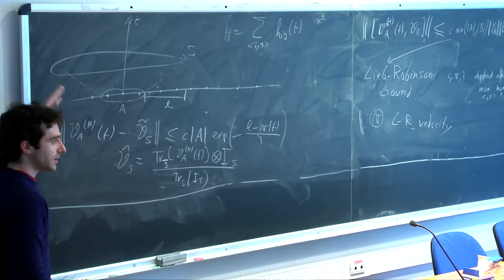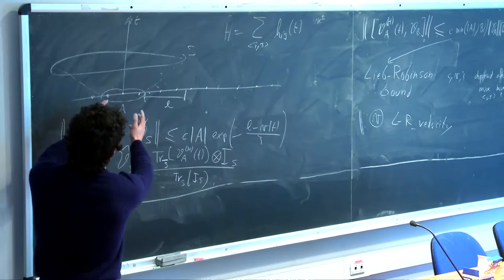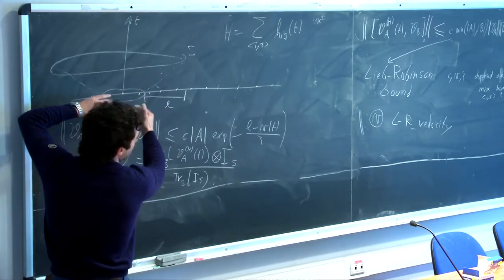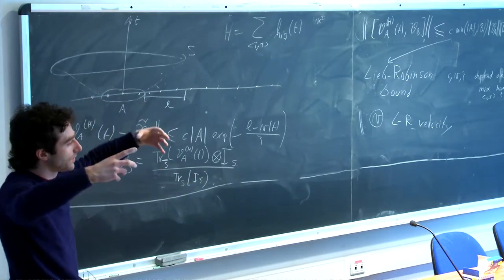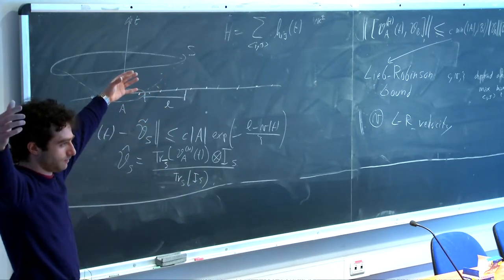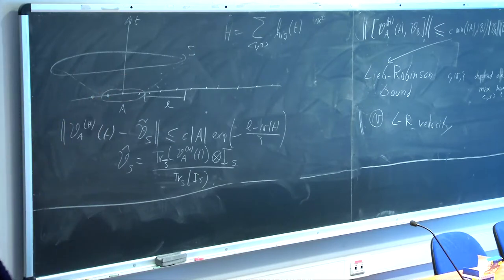What is the consequence of this? The consequence is that when we consider time evolution of operators, time evolution results in a growing of the support of the operator, a linear growth of the support of the operator. Okay. Yes?